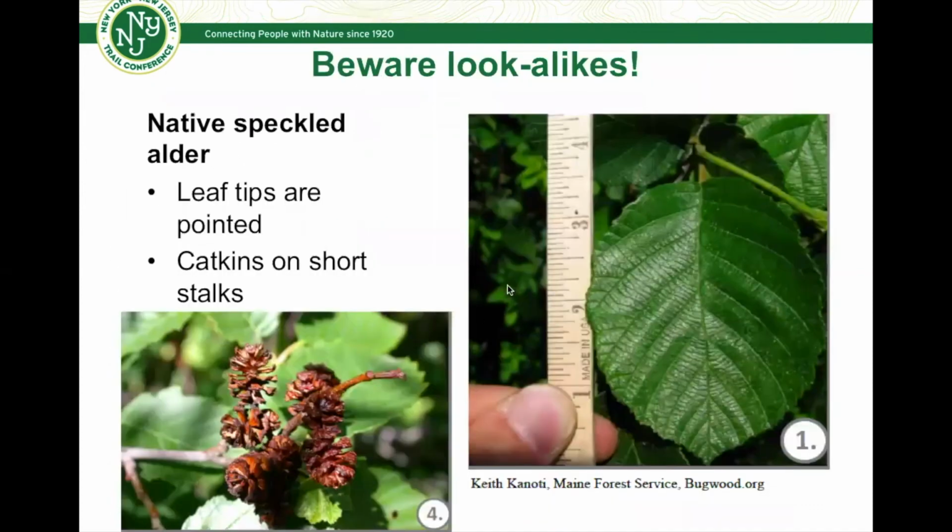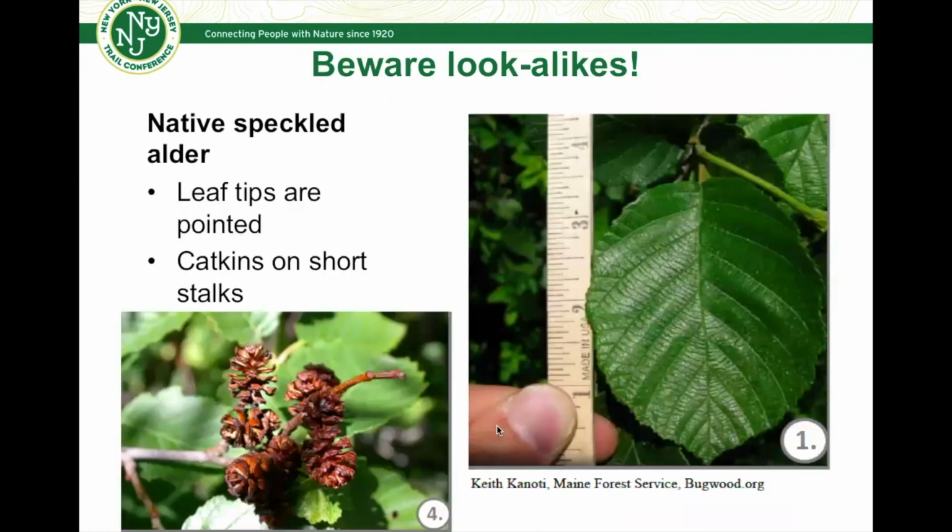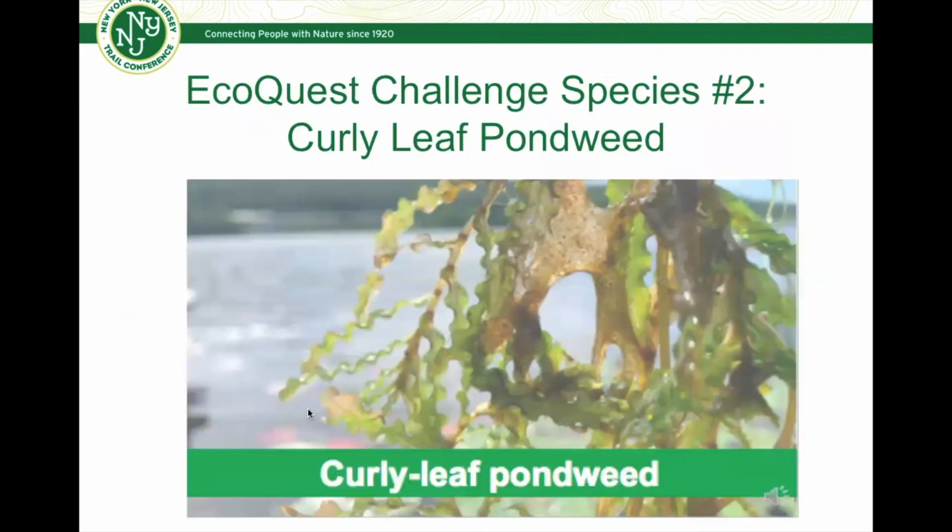If you look at a lookalike, like native speckled alder, the leaf tips on that are going to be very pointed versus the previous one, as we saw, that little notch at the end there. Also, the speckled alder, its cones, or its female catkins, are on shorter stalks. They're hugging that branch a little bit closer. So this is one way to tell the invasive alder from some of the native ones, like speckled alder.